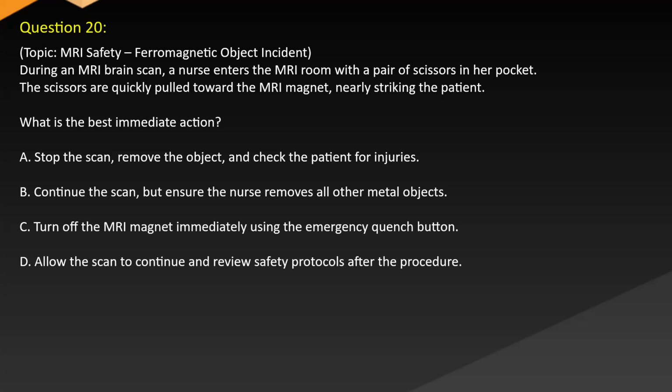A. Stop the scan, remove the object, and check the patient for injuries. B. Continue the scan, but ensure the nurse removes all other metal objects. C. Turn off the MRI magnet immediately using the emergency quench button. D. Allow the scan to continue and review safety protocols after the procedure.